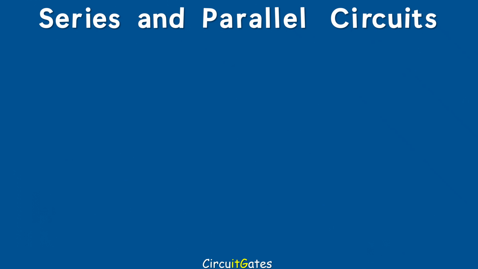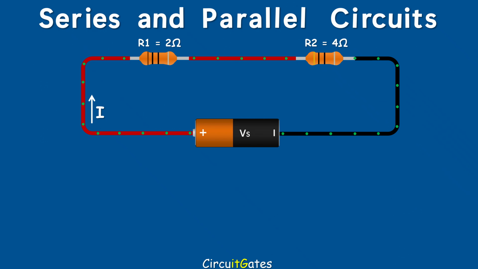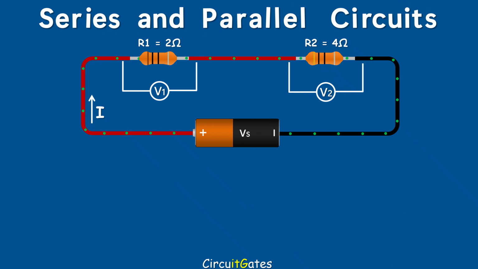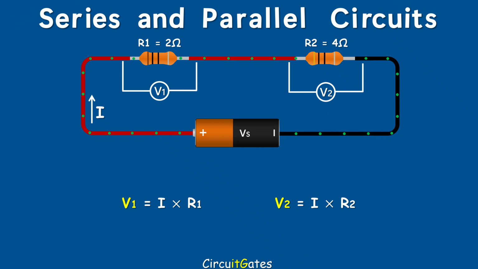Let's move on to voltage in series and parallel circuits. In a series circuit, the voltage used to push current through the components is different. The voltage depends on the resistance value of the component. The voltage drop, or voltage used, at each component is equal to the product of the circuit current and resistance value of that component.